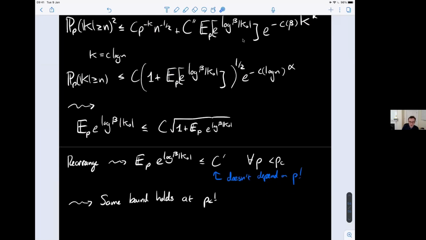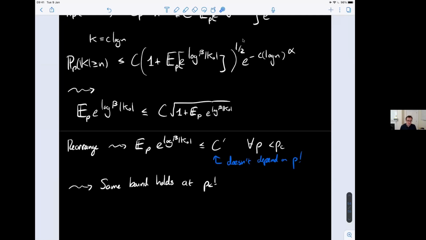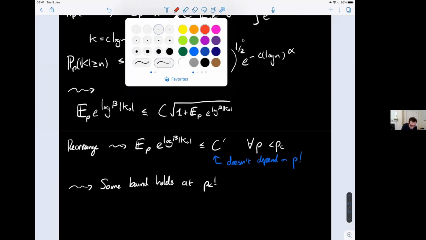And then what you do is you rearrange, which you can do safely because you're below pc. You know that the cluster of the origin has a finite expected size, so in particular this small thing must certainly have finite expectation as well. So everything's finite, you can safely rearrange this. You get that this expectation is bounded by some constant, and this constant doesn't depend on p. So this bound must hold uniformly all the way up to pc, and therefore at pc itself. Okay, so you're done. This expectation is finite at pc, so in particular, the cluster of the origin must be short. So that's the end of the proof.